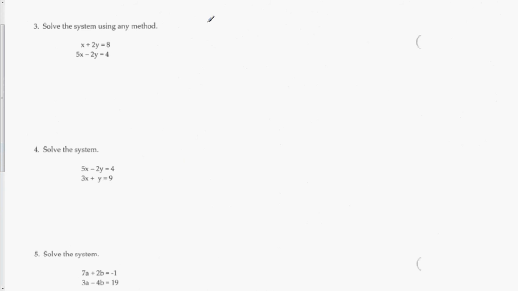Okay, let's look at some on the back. On this first one, I've got x plus 2y equals 8. So again, it's got a 5x underneath it. I'm going to work with that x. If that were a -5x, they would cancel. So let's multiply the top equation by -5. So I'm going to have -5x minus 10y equals -40. I'm going to have 5x minus 2y equals positive 4.